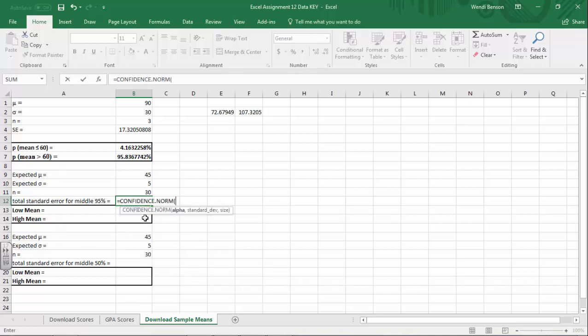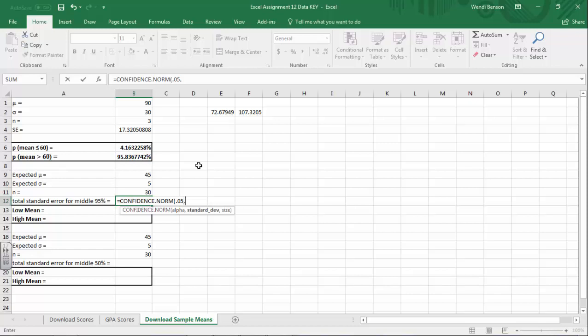Confidence.norm. Double click it. Alpha is simply 100% minus the middle you want to look at. So 100% minus 95 would be 5%. And when you put this in, you put it in terms of p. So 5% would be a p of 0.05. So again, if this was converted into a p-value, it would be 0.95, and 1 minus 0.95 is 0.05. It's kind of like what's left, the remaining percentage or probability.